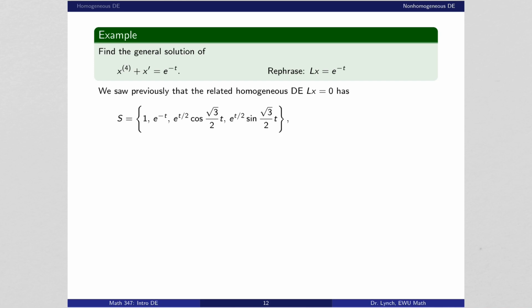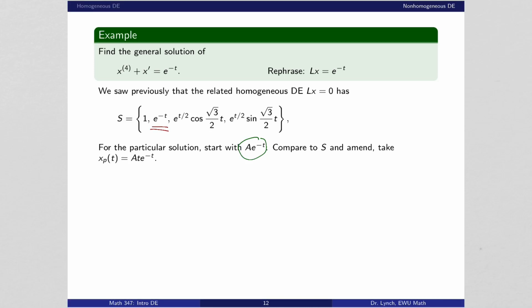On the right hand side here we see e to the minus t, so we'll start with a particular solution of the form e to the minus t. Compare this to our fundamental set of solutions and notice that that's going to solve the homogeneous equation. So we have to amend our particular solution, multiplying by t again, to take our particular solution equal to a times t times e to the minus t. So we'll go ahead and just substitute that into our differential operator and try to determine how to choose a in order to pop out e to the minus t.